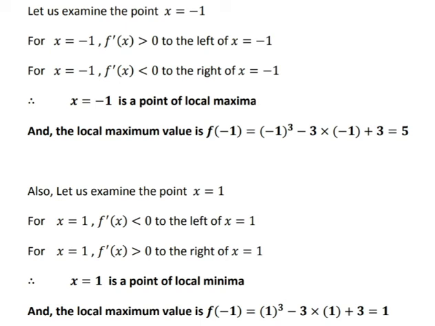And therefore, the minimum value of the function you can find out simply by putting x equal to 1 in the given function. And you'll find the local minimum of the function is equal to 1.